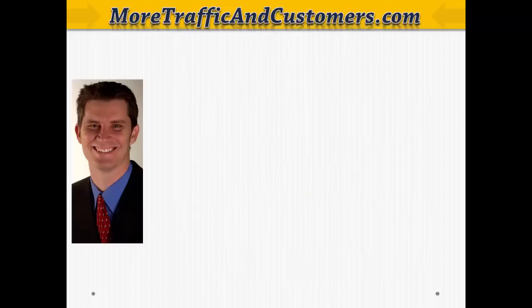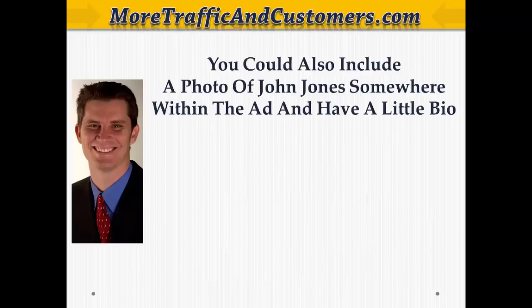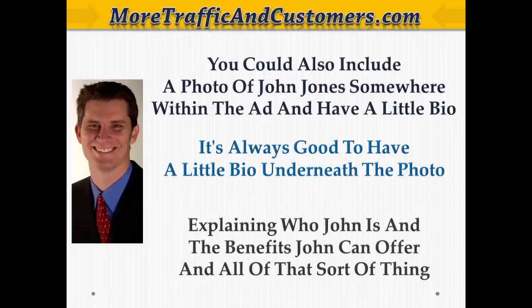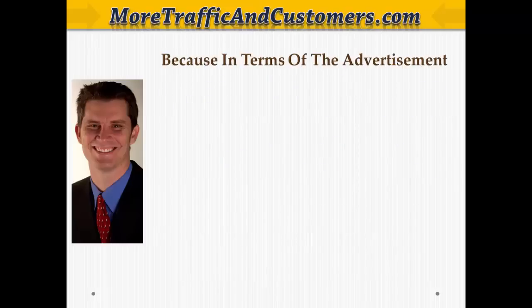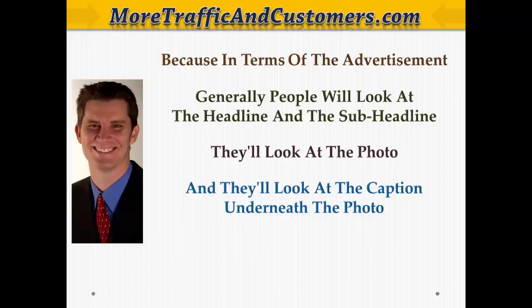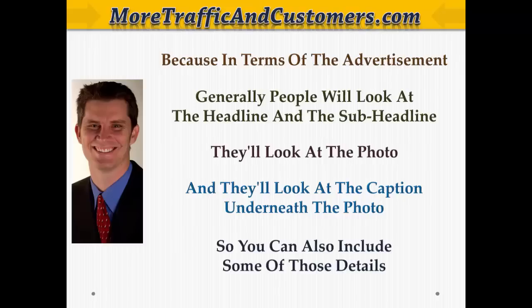You could also include a photo of John Jones somewhere within the ad, and have a little bio. It's always good to have a little bio underneath the photo explaining who John is and the benefits John can offer. Because in terms of the advertisement, generally people will look at the headline and the subheadline. They'll look at the photo and they'll look at the caption underneath the photo. So you can also include some of those details there.